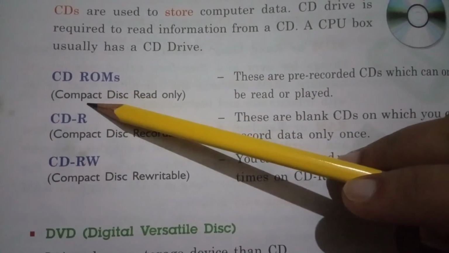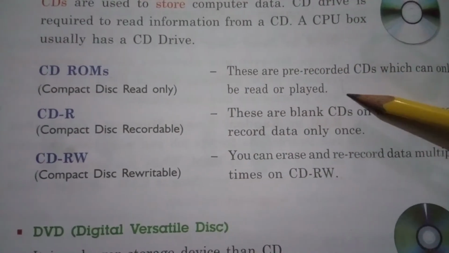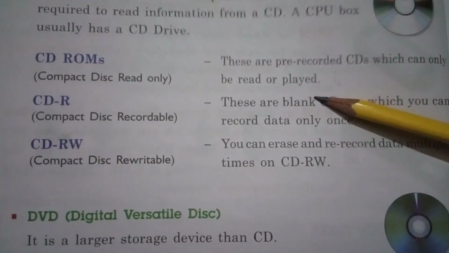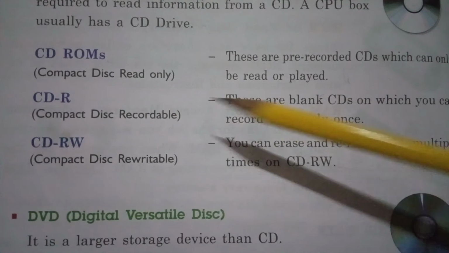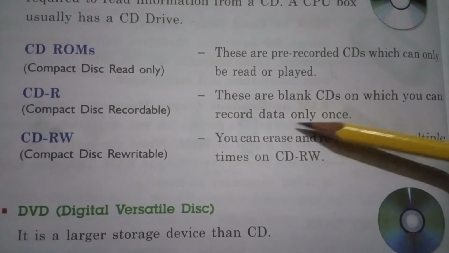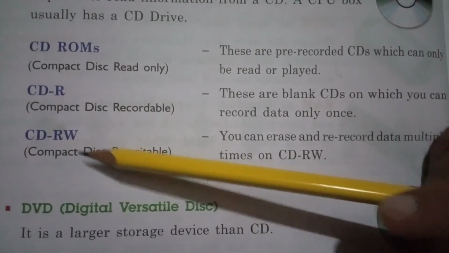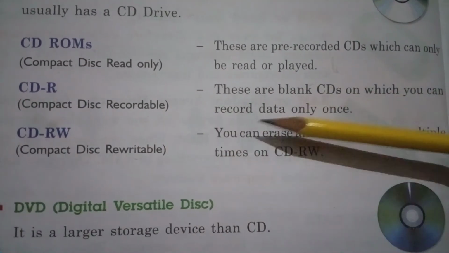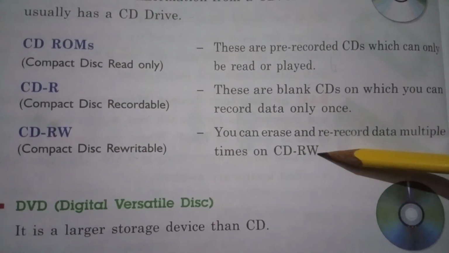CD-ROM, compact disc read only memory. These are pre-recorded CDs which can only be read or played. CD-R, compact disc recordable. These are blank CDs on which you can record data only once. CD-RW, compact disc rewritable. You can erase and record data multiple times on a CD-RW.